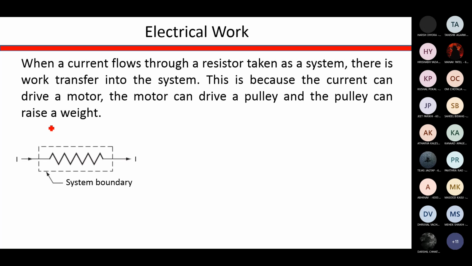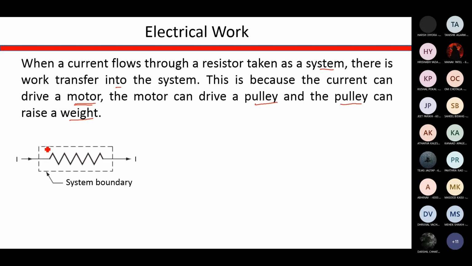Let us talk about the first type of work, which is electrical work. How to find out the electrical work? When current flows through a resistor, we know this. This time I'm taking the resistor as the system. There is work transfer happening into the system. So work is transferred to the system here. This is because the current can drive a motor and the motor can drive a pulley, and we know this pulley can raise the weight. So it means this is nothing but work as per the definition we talked about, right?